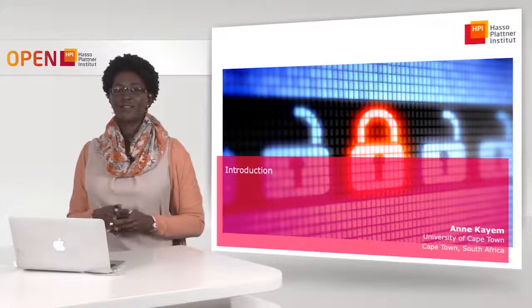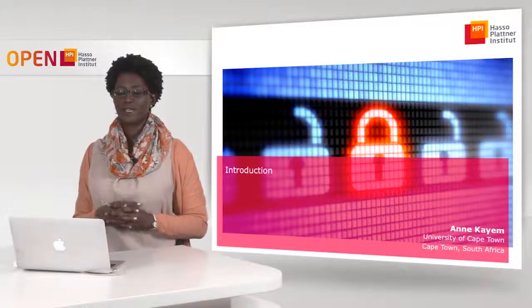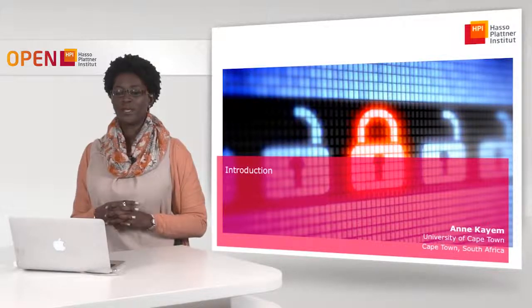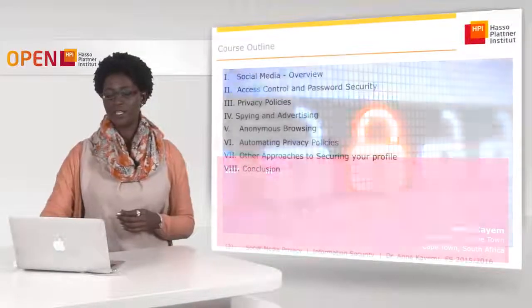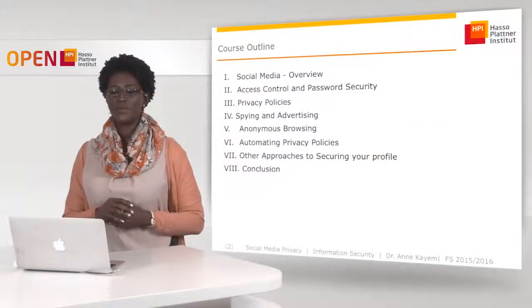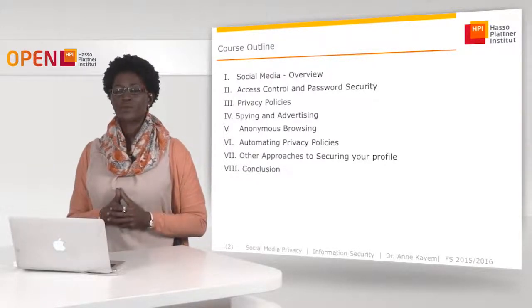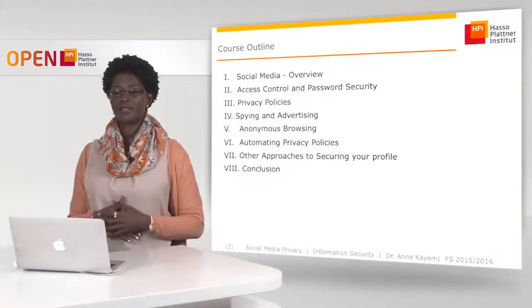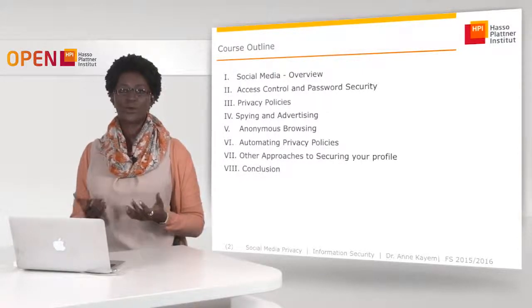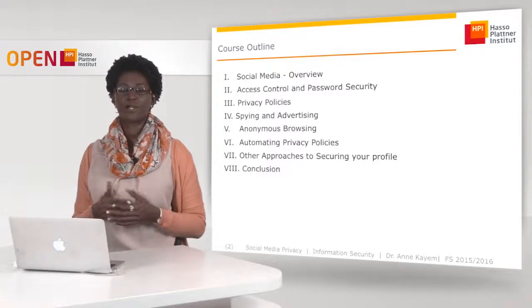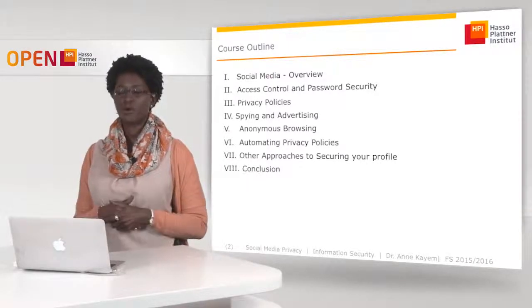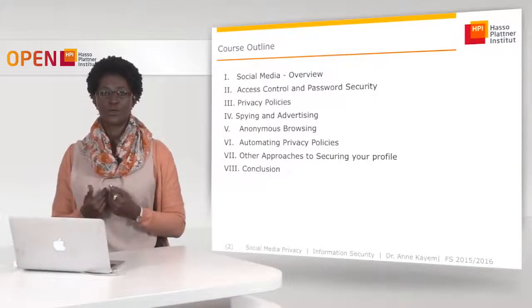Today I want to begin with an overview of what social media is and why it is useful. We begin by looking in general at what we will be doing throughout this course. So we will look at social media, at access control and privacy policies. We'll look at how spying and advertising can be used based on information that you publish. We'll look at how you can browse anonymously and how, if we could automate privacy policies, how great that would be for you. And then we look at other approaches that you can use to secure your profile.